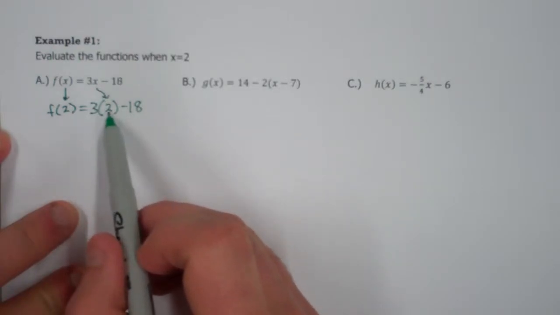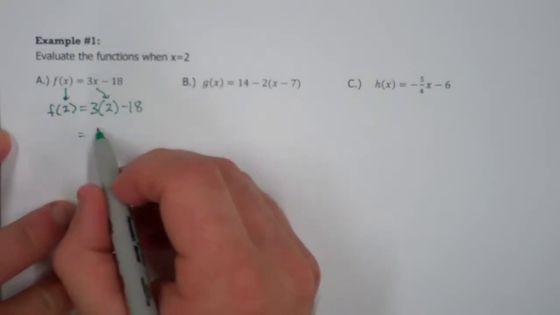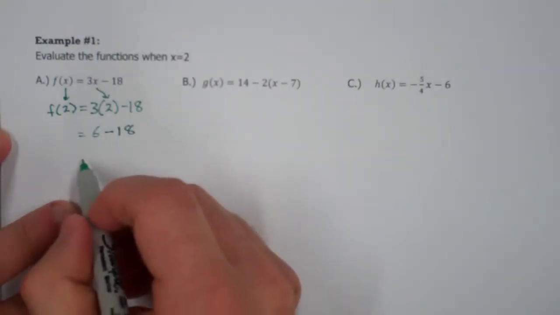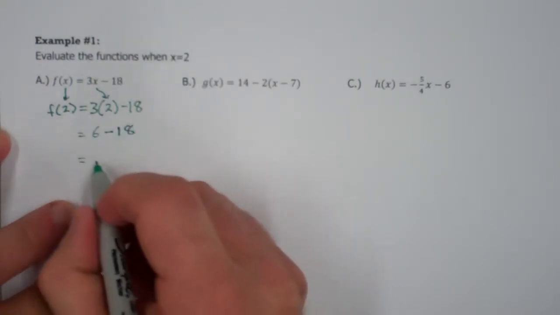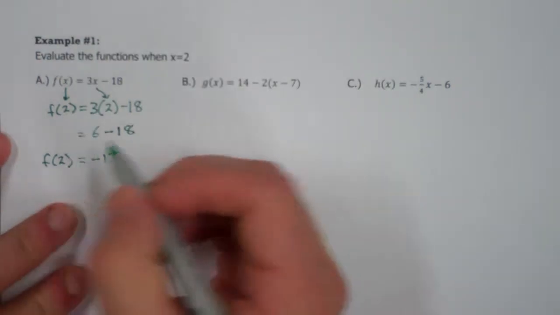And here our input is 2. So we're going to do a little bit of order of operations here. 3 times 2 is 6, minus 18. And 6 minus 18 is negative 12. And remember that that's f at 2.